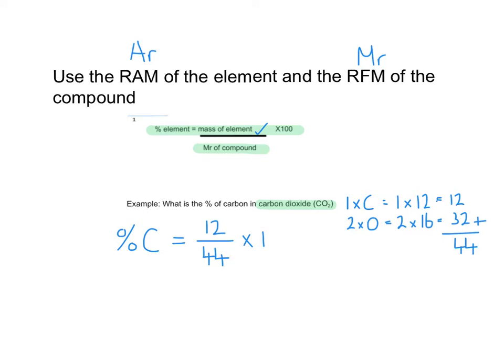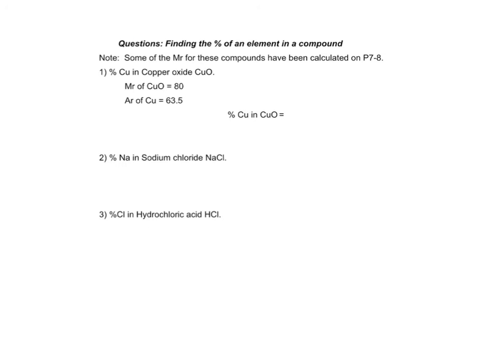Multiplying by 100 then, plugging it all into the calculator, we will find that the percentage of carbon in carbon dioxide is 27.27%. And I'm going to write my answer to 2 decimal places. Now let's take a look at a few more examples on page 131.